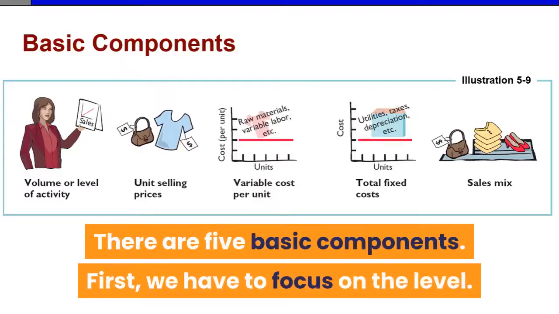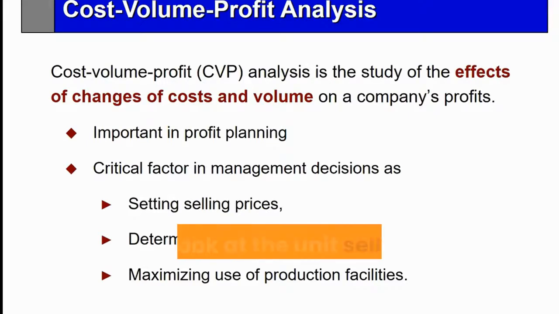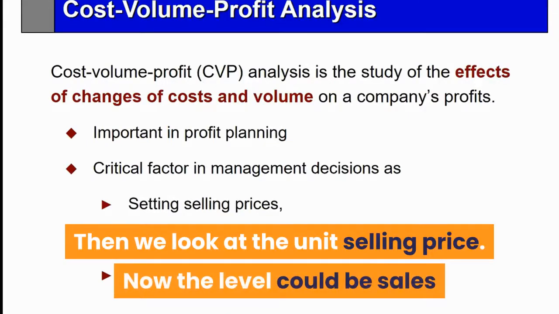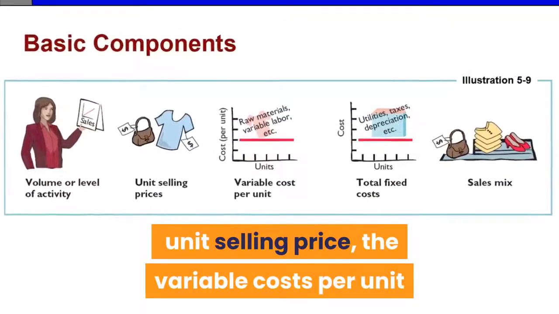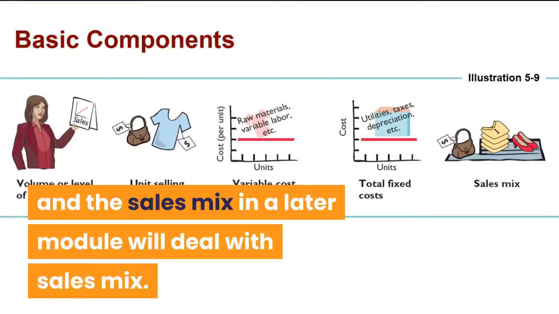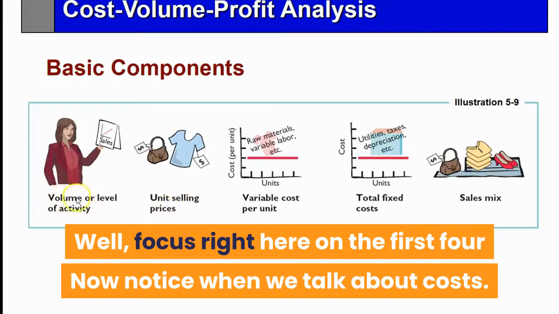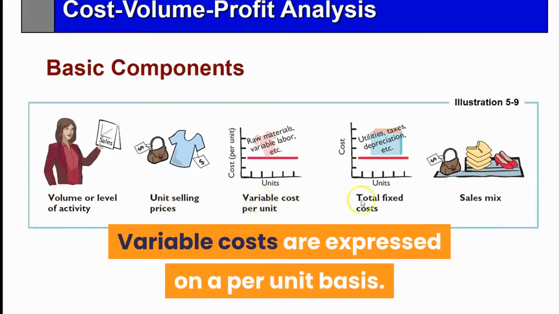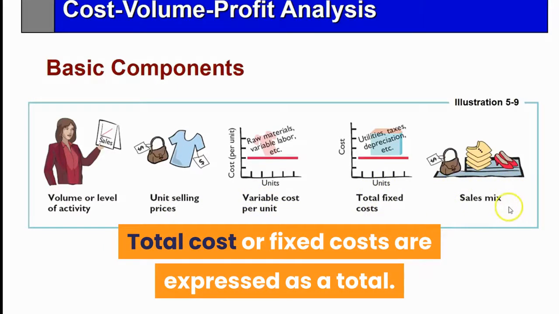There are 5 basic components. First, we have to focus on the level. What level are we talking at? Then we look at the unit selling price. Now the components are the level of sales, unit selling price, the variable costs per unit, total fixed costs, and the sales mix. In a later module we will deal with sales mix. We'll focus right here on the first 4 now. Notice when we talk about costs, variable costs are expressed on a per unit basis. Total costs or fixed costs are expressed as a total.